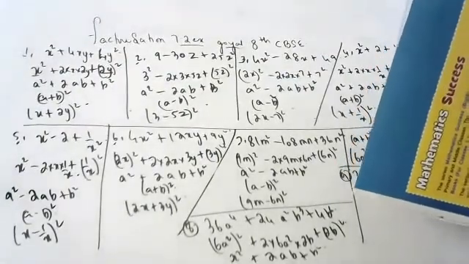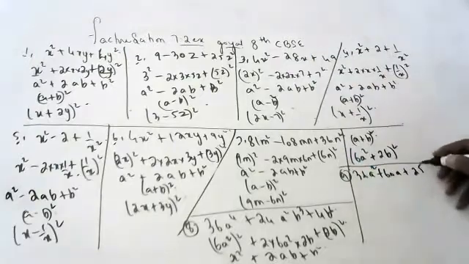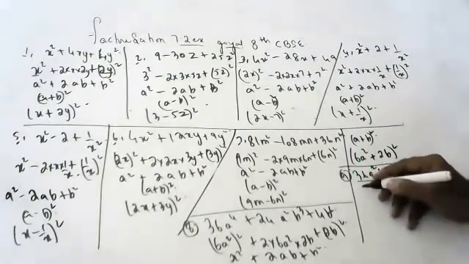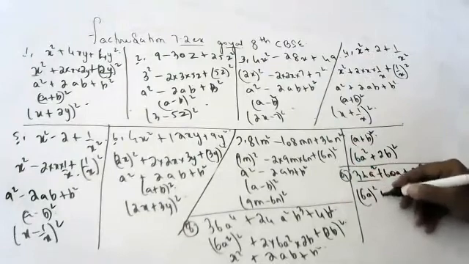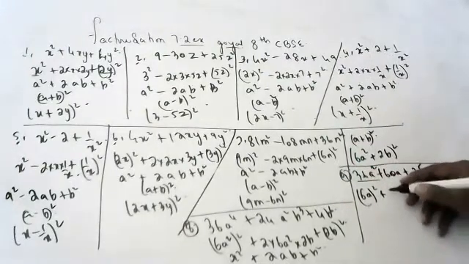36a square plus 60a plus 25. Okay, children, 36a square we can write as 6a whole square. This we can write as 5 square. This is 2 into 6a into 5. This is the form of a square plus 2ab plus b square, which is nothing but a plus b whole square. That is 6a plus 5 whole square. Just think and do, children, you will get it. Next one.